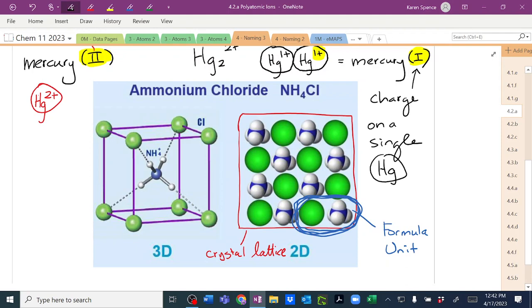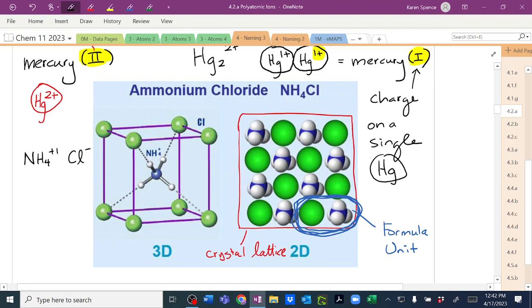And if we look at ammonium, it's NH4. Look on your pink sheet and tell me, what is the charge of ammonium? It is +1. What is the charge of a chloride ion?